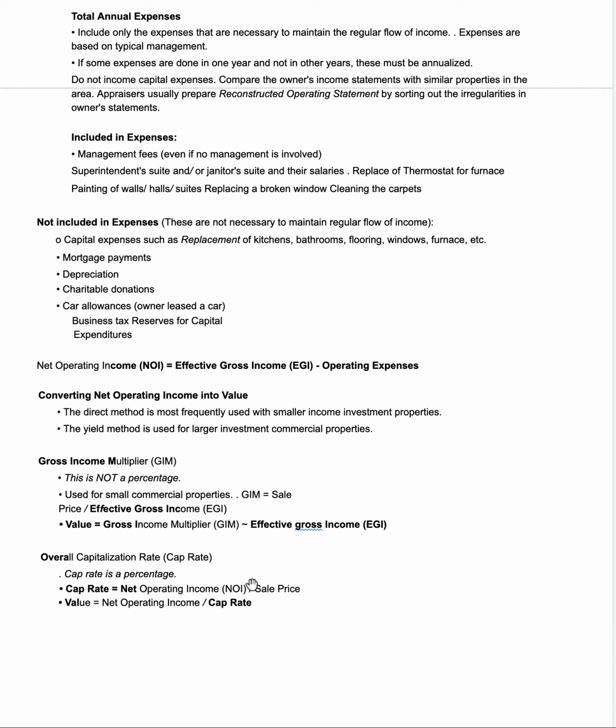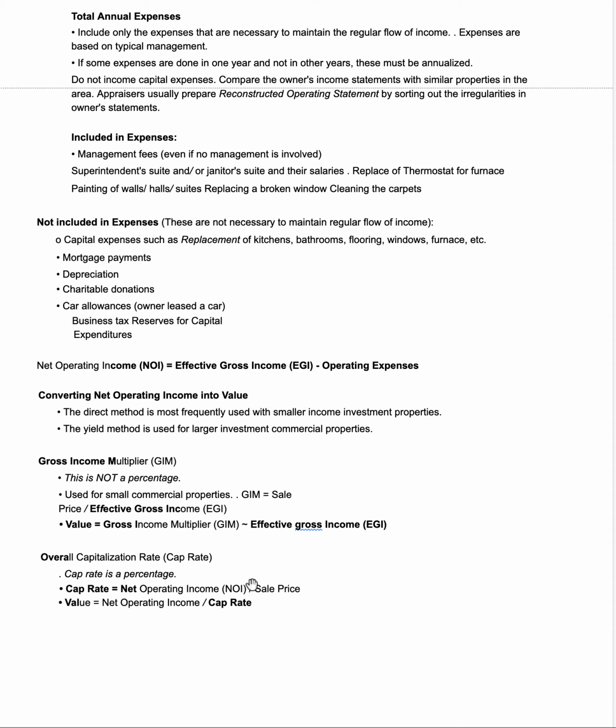The direct method is most frequently associated with the smaller income investment properties. The yield capitalization method applies more commonly to large investment grade commercial projects and properties. We shall focus on the direct method in our continuing look at apartment buildings as our commercial property. The two common rates used in the direct method of capitalization are the gross income multiplier and the overall capitalization rate.